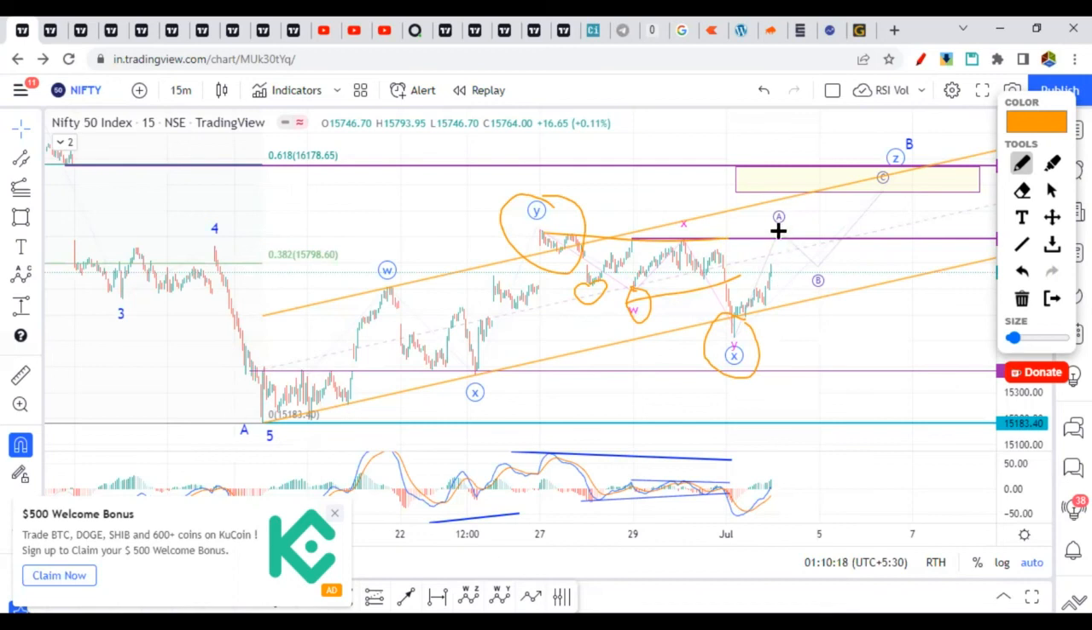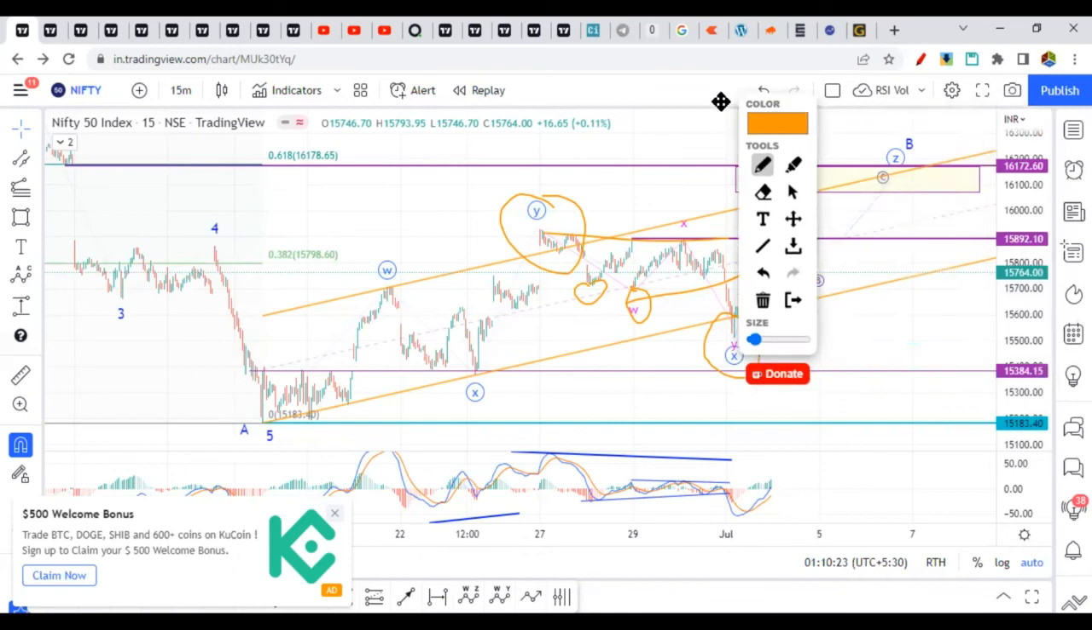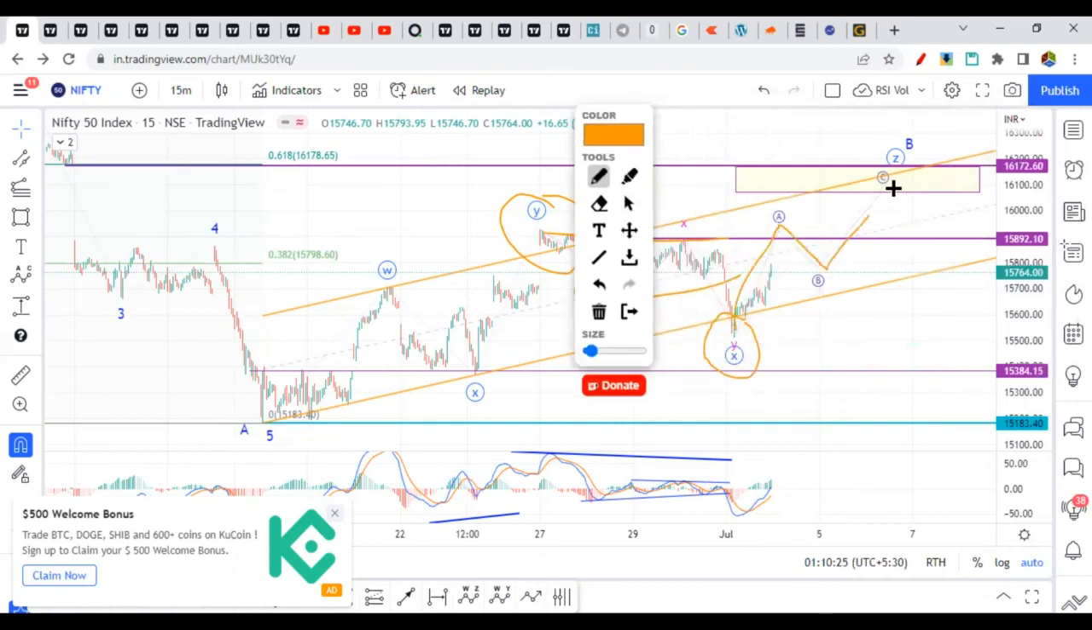So the direction for the next 2-3 days should be on the upside, and we should face resistance. If this kind of move happens, from here we have to wait for a break of B wave. That will be our signal for the fall.